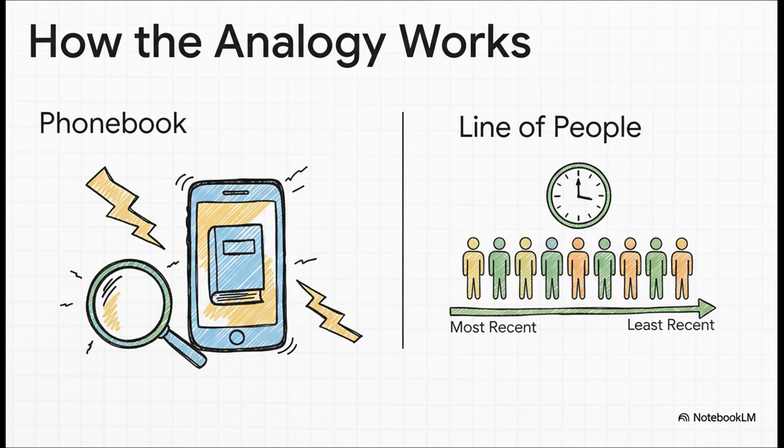Check out how these two work together, because they each have a very specific job. The phone book is all about speed. You need to find someone, you just look up their name, boom, you've got them instantly. The line of people, though, is our timekeeper. It's basically a living record of who you talk to and when. The person at the very front is who you just talked to, and the person way at the back is who you talked to the longest time ago.